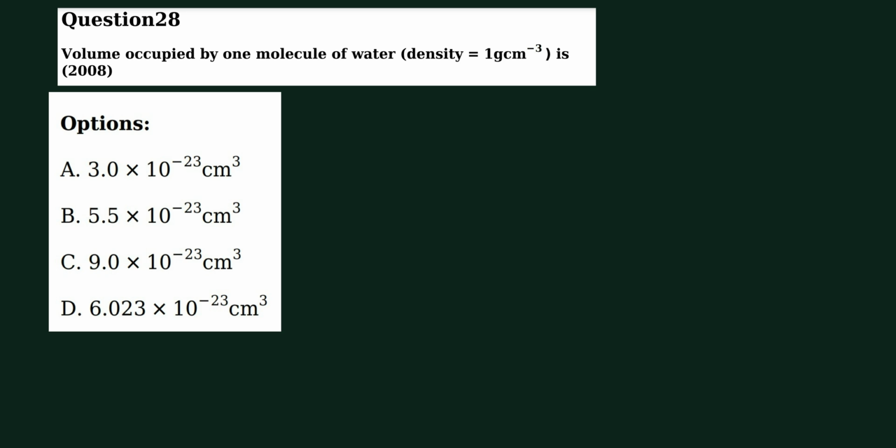Volume occupied by one molecule of water. Now you see, 6.023 into 10 to the power of 23 water molecules have a weight of how much? 18 grams, which is equal to the molecular weight of water. Means 18 grams of water molecules, 18 grams of water.